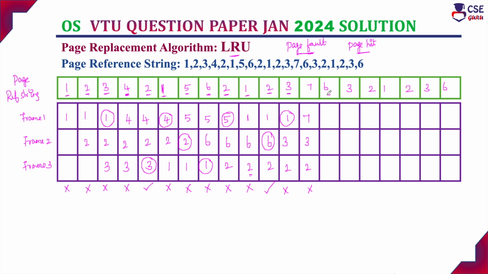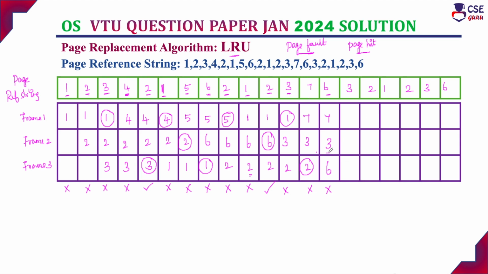Next is 6. This is not available in any of these 3 frames. So recently used is 7 and 3. So 2 is the victim page, least recently used. Replace 2 with 6. Now 7, 3, 6. And this is a page fault.